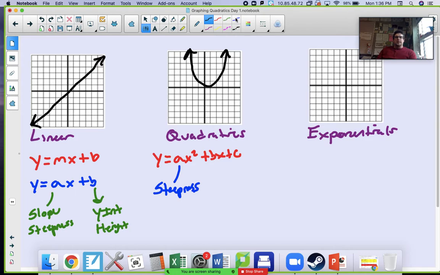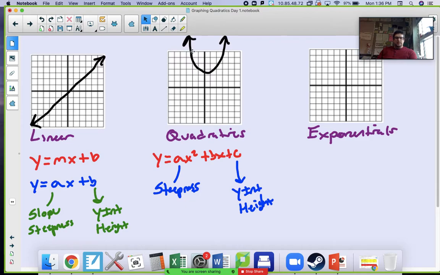Our number on the end, this plus c, is also the y-intercept. It also controls the height of our function. So the higher this number, the taller up our parabola is. So if it's a plus 5, it's up here. Minus 5, it's down here. It gets moved just like this line, plus 5, minus 5.